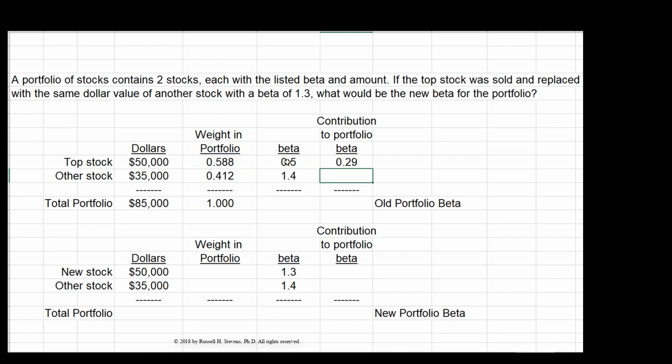Highlight the 0.29 result. Hold the Control key down and press the C key. Arrow down one cell, hold the Control key down and press the V key. The contributions to portfolio beta are 0.29 and 0.58. Arrow down 2 lines and sum the numbers above just like what was done for the weight in portfolio column. The old portfolio beta is 0.87.